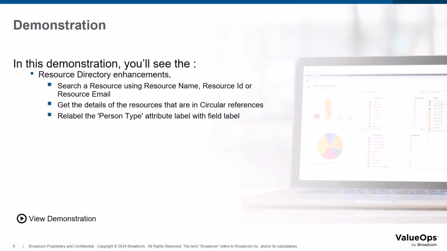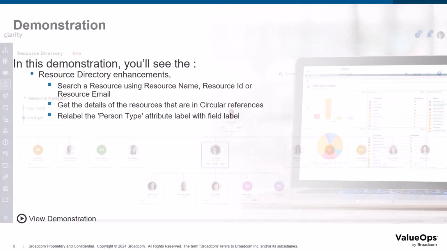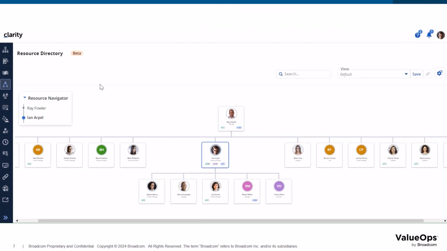In this demo, we will look at the enhancements to resource directory with respect to search a resource using resource name, resource ID or resource email and get the details of the resources that are in circular reference and relabel the person type attribute label with field label. For the demo purpose, I have logged in as user Ian Arpal and navigated to resource directory screen. In resource directory screen, user is provided with a search input box. User will be able to type the resource first name, resource last name or resource ID or resource email of the person being searched and fetch the details.